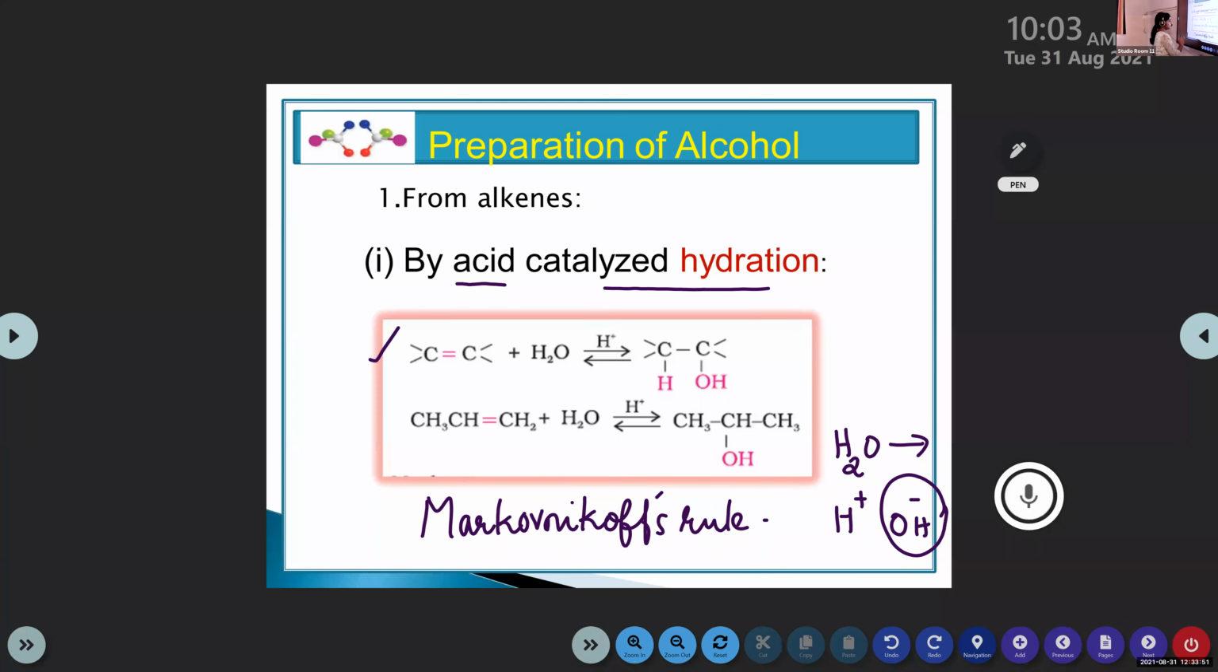Then look at the second example. Here you can see one unsymmetrical alkene, CH3, CH double bond CH2. Here, which carbon is with the lesser number of hydrogen atoms? On the right side or left side? Which carbon atom? This one or this one? One or two? You can tell me.